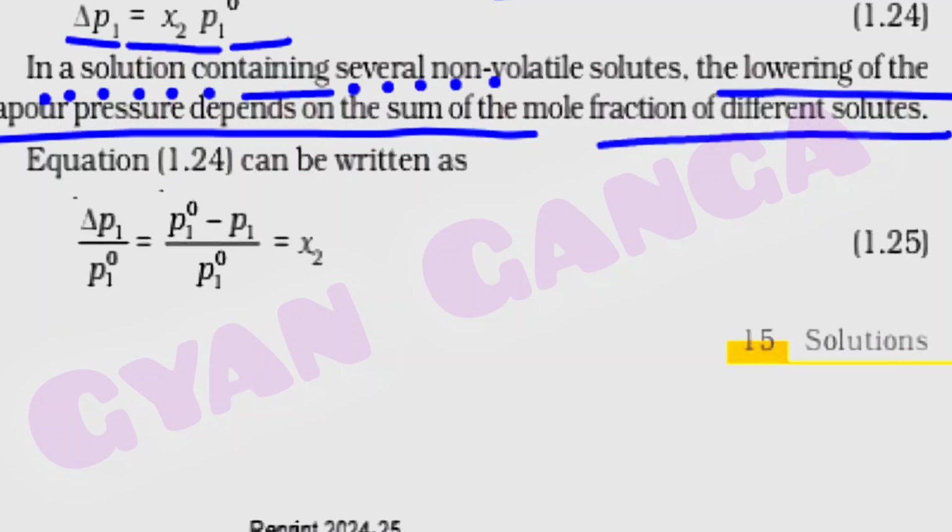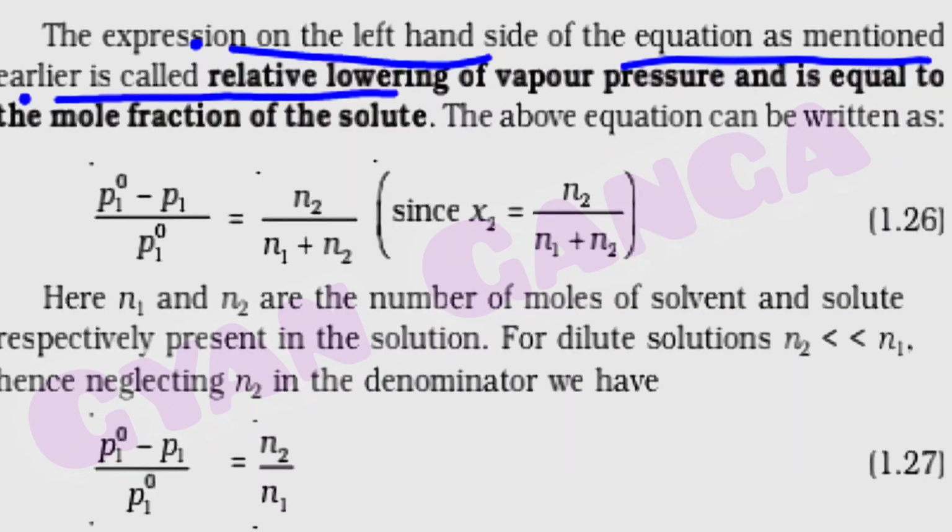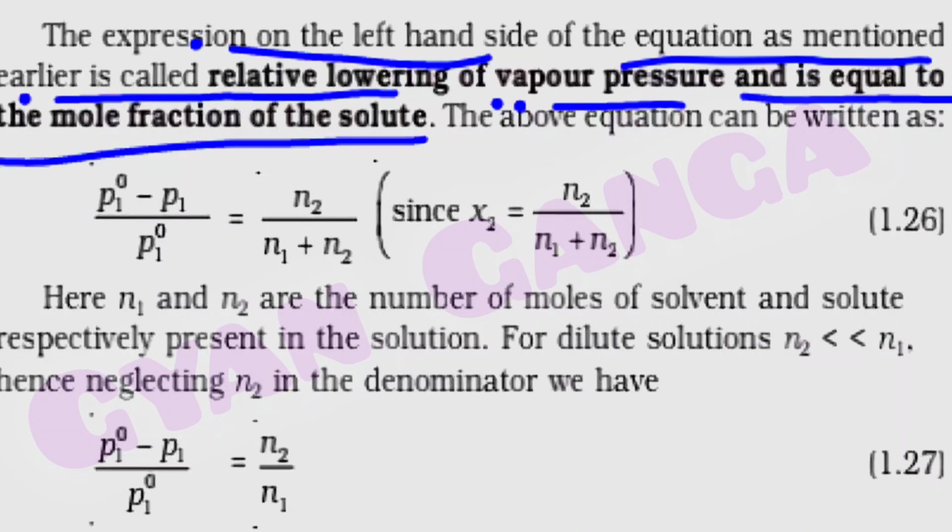Equation 1.24 can be written as (P1 naught minus P1) upon P1 naught is equal to X2. The left hand side of the equation, as mentioned earlier, is the relative lowering of vapor pressure and is equal to the mole fraction of the solute. The above equation can be written as (P1 naught minus P1) upon P1 naught is equal to n2 upon (n1 plus n2).